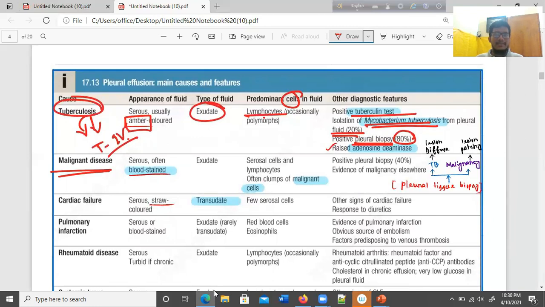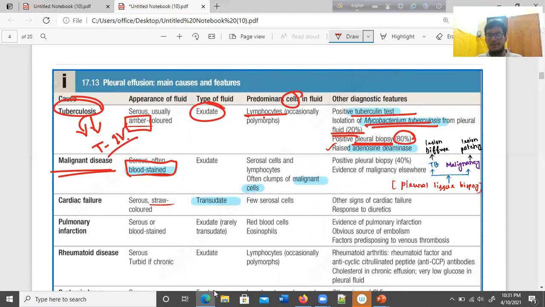So another one is malignant disease. If the pleural effusion is due to malignancy, the pleural fluid appearance will be blood stained. What happens in malignancy? You know that malignant cells cause angiogenesis, and the newly formed blood vessels become very fragile. So these newly formed blood vessels tend to rupture. That's why you will find RBC in the pleural fluid. So the pleural fluid becomes blood stained.